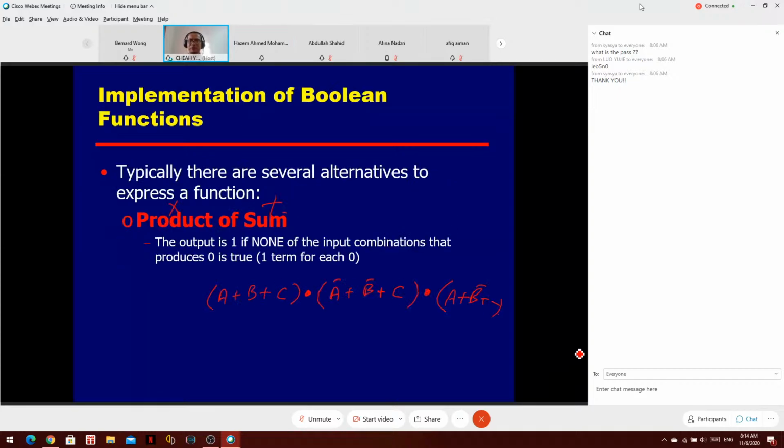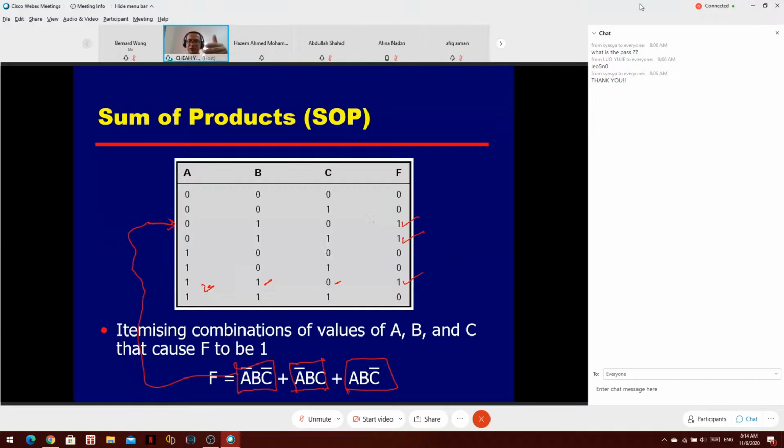For example, if you look at the bottom of the slide here, f equals not A, B, not C, or not A, B, C, or A, B, not C. So how do we achieve this function? It is basically assembling a few gates together, or assembling a few operations together. So we have the AND, NOT and OR operations, and all these operations are implemented in the form of gates.